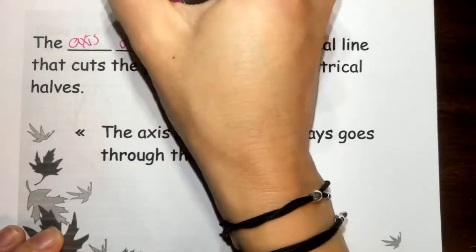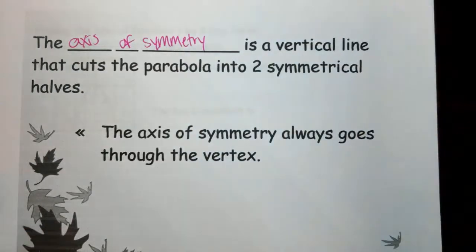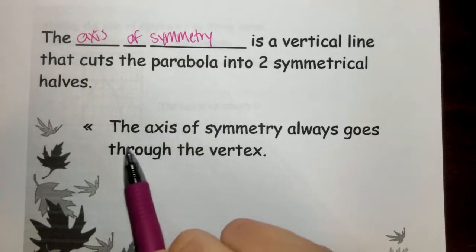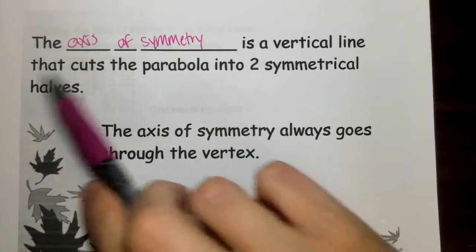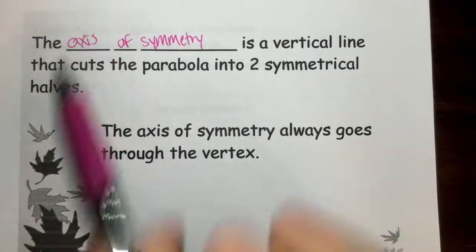The axis of symmetry is a vertical line that cuts the parabola into two symmetrical halves. The axis of symmetry always goes through the vertex. So definitely take a moment to pause this video because it's about to stop, and write all of this information down.